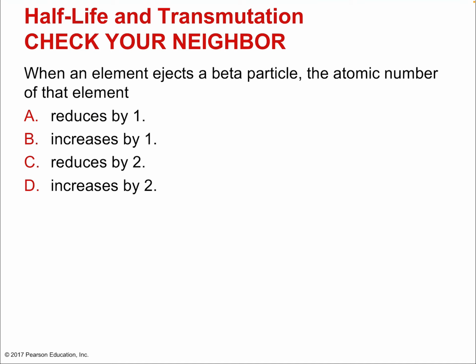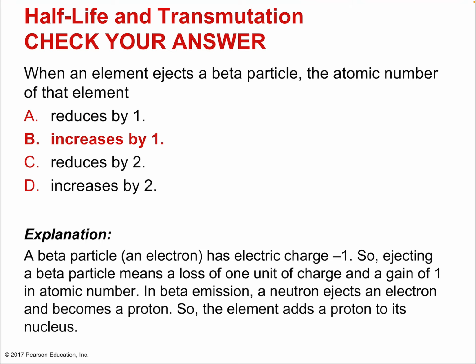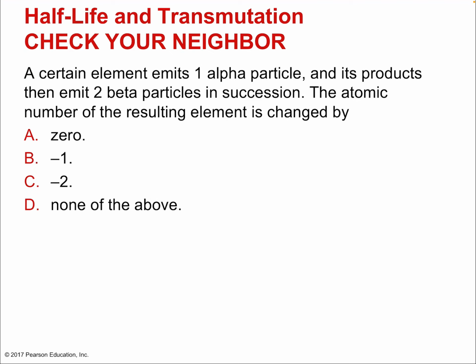When an element ejects a beta particle, the atomic number of that element reduces by 1, increases by 1, reduces by 2, or increases by 2. Which is it? All right, got your answer? Increases by 1. Okay, what happens to the mass number? Stays the same.